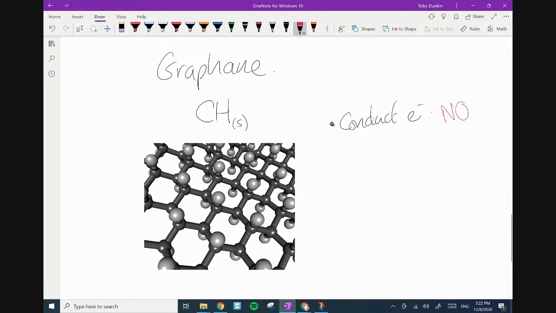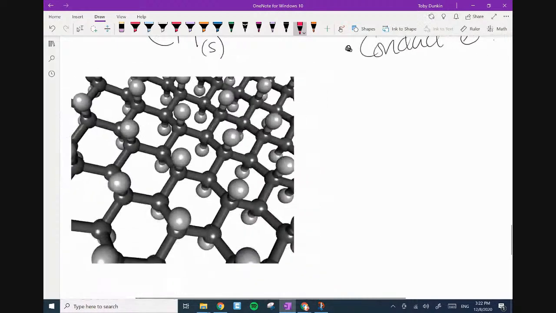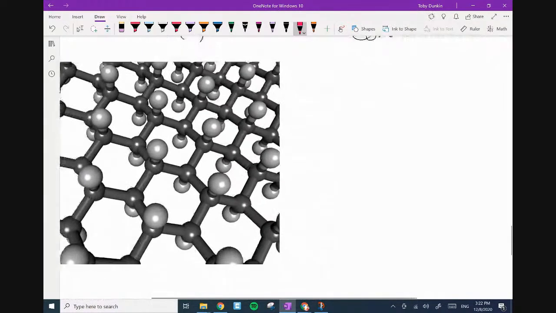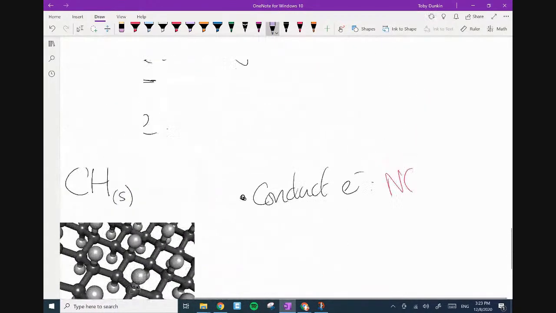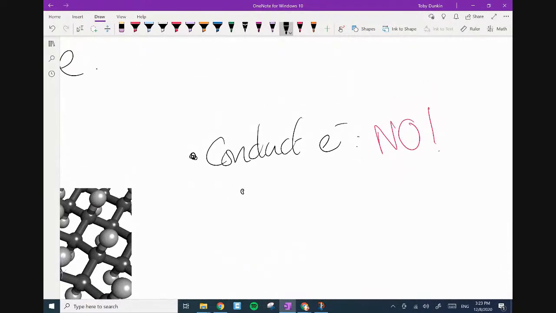The reason being is the fourth electron is no longer delocalized. Instead of the electron of the carbon being able to hop off and flow over the layer, what's now happened is it's being used in a bond. The electron is now here. That's the bond between the carbon and the hydrogen. So it's no longer able to conduct. They kill the conductivity outright, absolutely. No delocalized electrons.